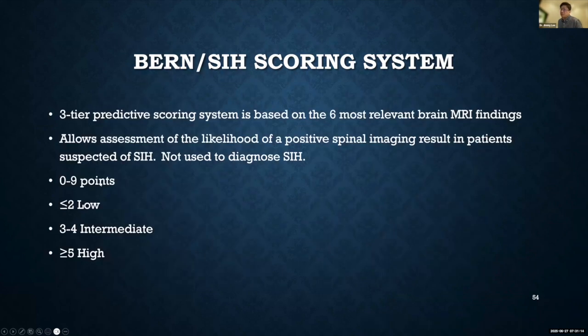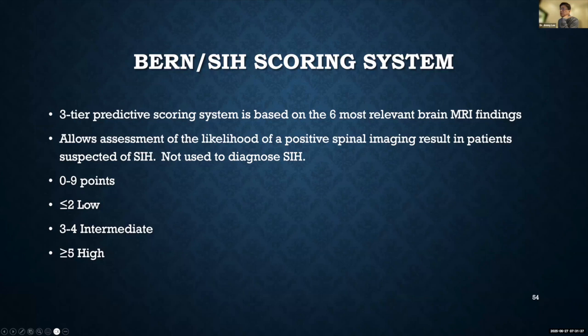So you can add them up, and then 0 to 9 points. Maximum is 9, minimum is 0. It's basically a 3-tier system. You have low, intermediate, and high. When you have a high, you're basically saying that imaging of the spine is most likely to find a leak, through myelogram or MRI, that kind of thing. Whereas with low, you're not likely to find something.